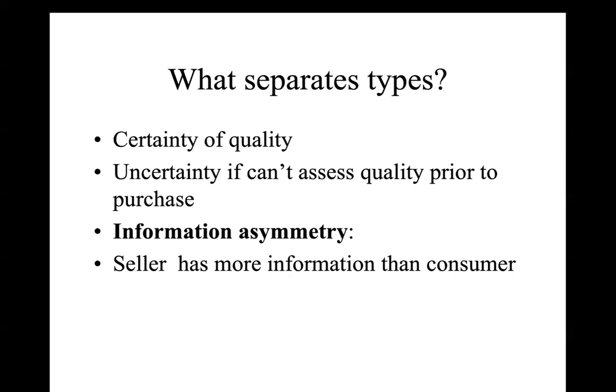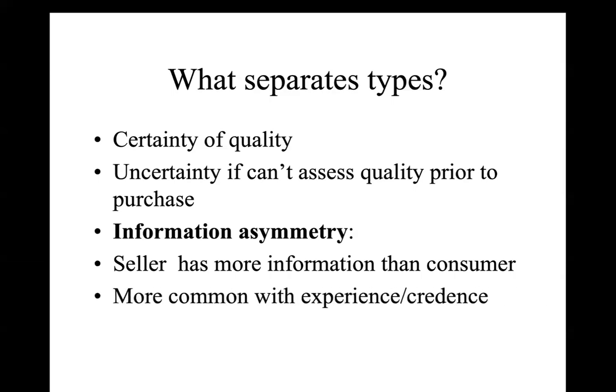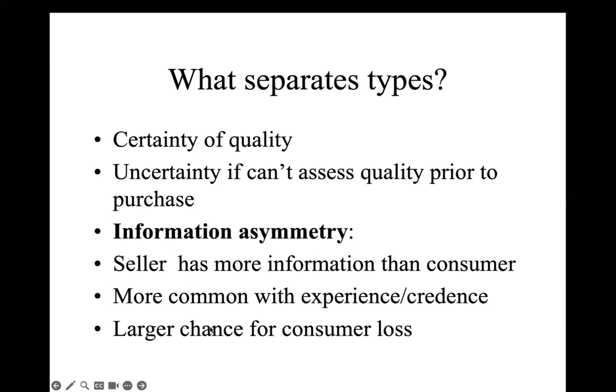Okay. And so we see this a lot in the marketplace for financial advice, right? The financial advisor has significantly more information about the recommendations that they're making than does the typical client. Okay. And so what are the impacts of information asymmetry, and ultimately how do we deal with information asymmetry? Okay. Because we know that where information asymmetry is present, there is a bigger chance for consumer loss.